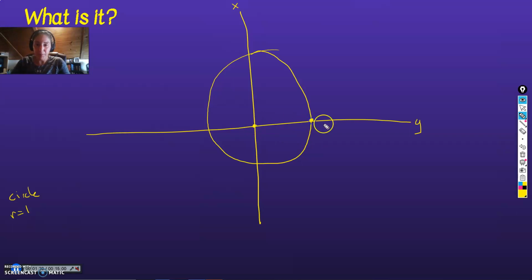So this here would be the point 1, comma 0. This would be the point negative 1, comma 0. This would be the point 0, comma 1, because we can go 1 in every direction. And then this would be the point 0, comma negative 1. So that's all it is in essence. It's a circle with radius 1.